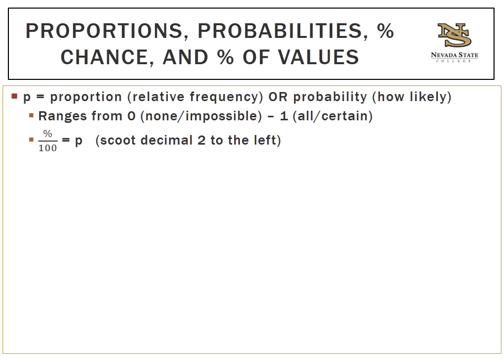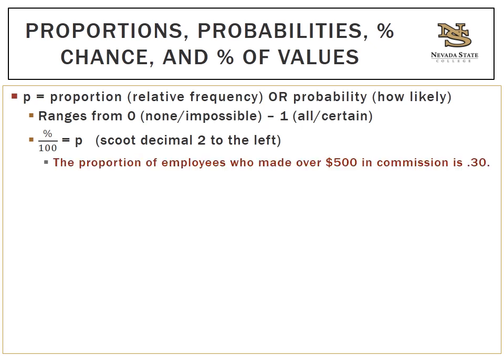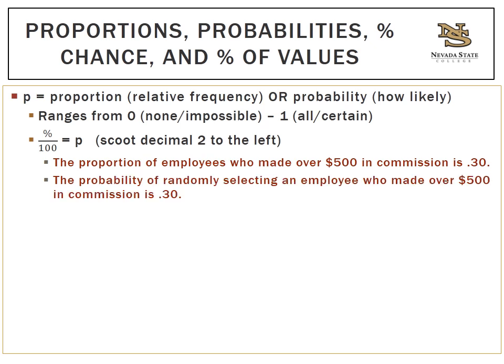So here are 2 examples of how you can explain the same value in terms of proportions or in terms of probability or likelihood. The proportion of employees who made over $500 in commission is 0.30. You could also say, with the same exact information, the probability of randomly selecting an employee who made over $500 in commission is 0.30. See how you can explain it in terms of how many in the sample or the population versus how likely it would be to get somebody from that sample or population.